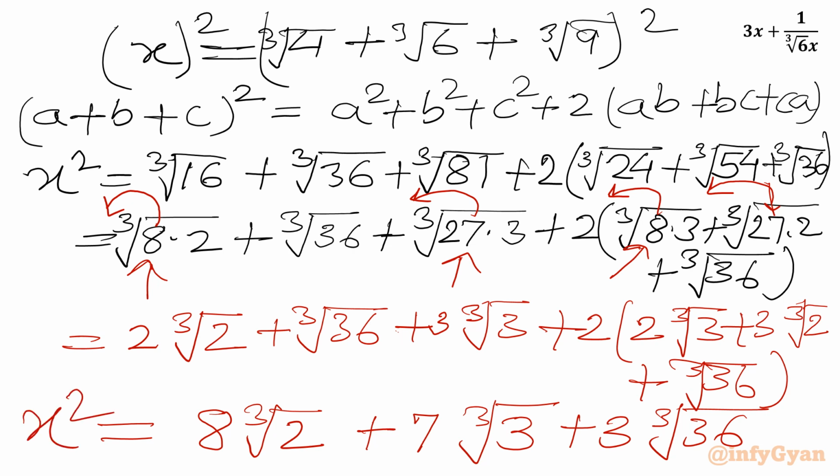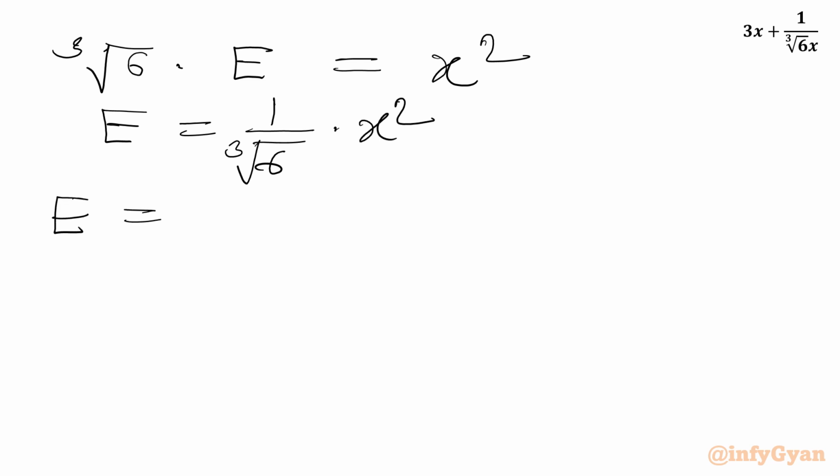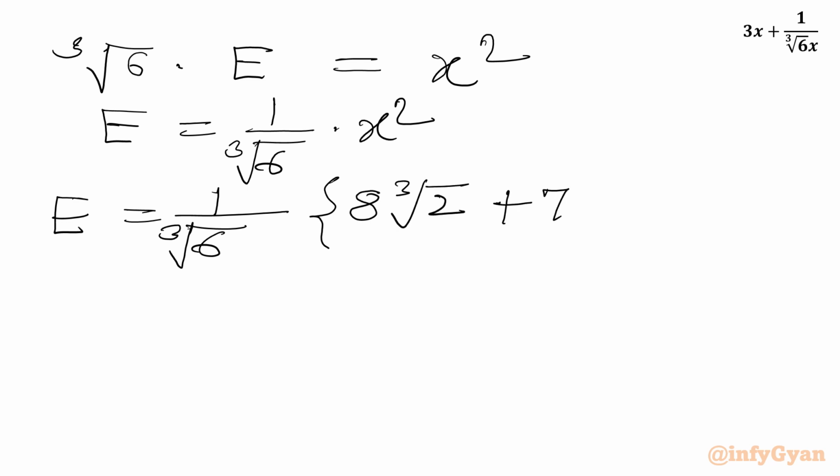Now I will write our equation. Cube root 6 times E equal to x square. So I can write E will be equal to 1 over cube root 6 times x square. So expression E will be 1 over cube root 6 times x square, where x square we will write here as 8 times cube root 2 plus 7 times cube root 3 plus 3 times cube root 36.